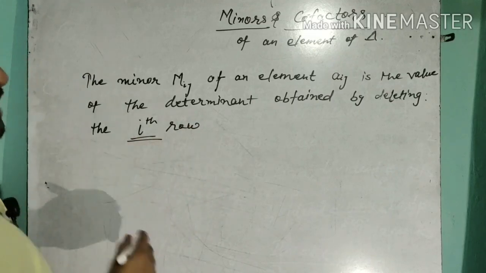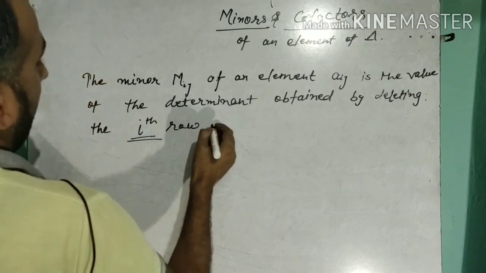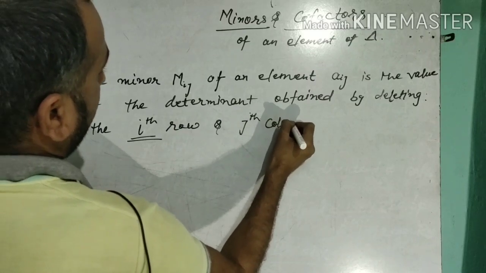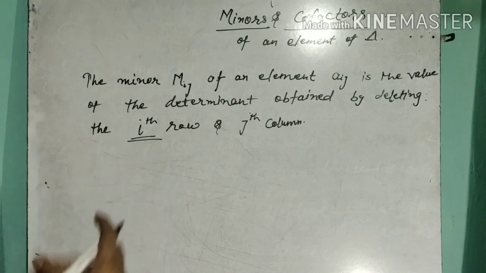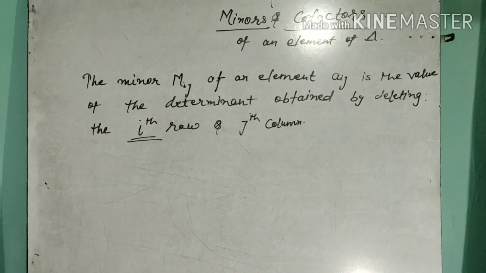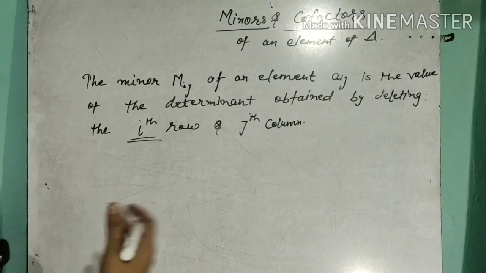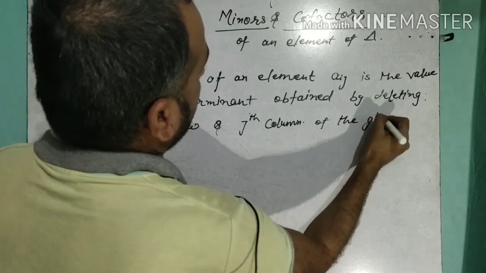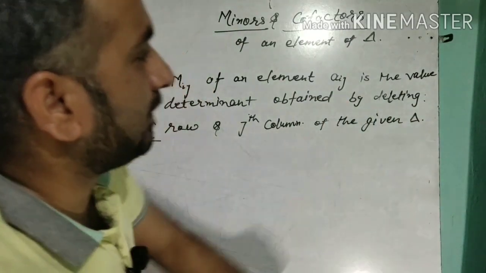ith means it's a row. This will indicate the number of the row, ith row, and jth column. Is it clear to you? See the definition. The minor Mij of an element Aij is the value of the determinant obtained by deleting the ith row and jth column of the given determinant. This is the symbol of the determinant I have taken here.